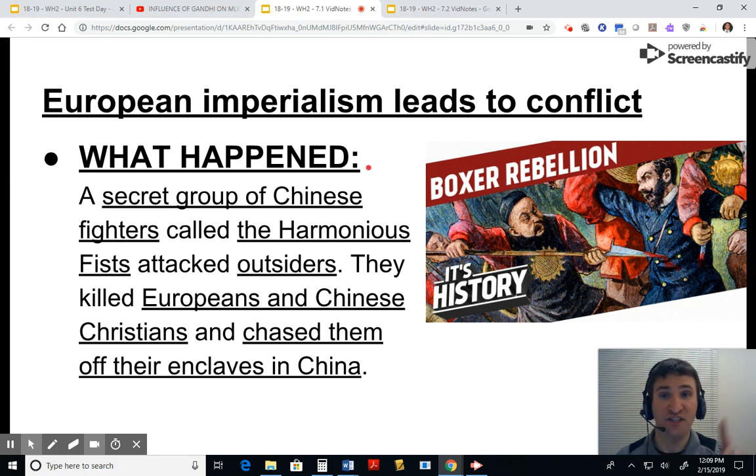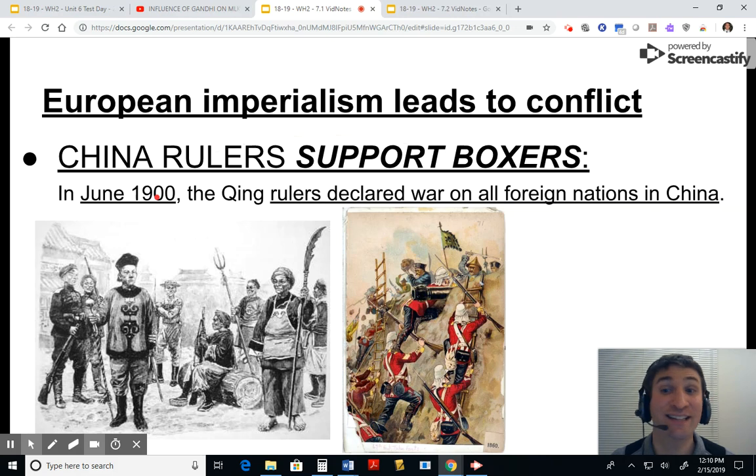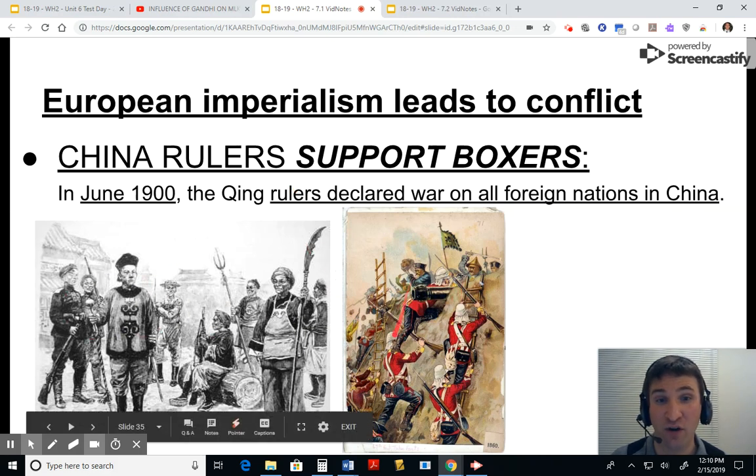What happened? A secret group of Chinese fighters that were called the Harmonious Fists attacked the outsiders who were in China. And these men, otherwise known as the Boxers, killed Europeans and Chinese Christians, and they chased them off of their enclaves in China. The Chinese rulers support the Boxers. In June 1900, the Qing rulers declared war on all foreign nations in China. So you have Chinese soldiers and Boxer soldiers fighting together in this picture, and the British are trying to overtake them.